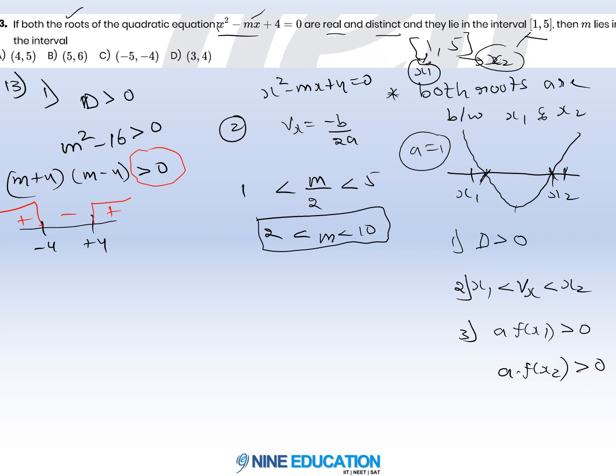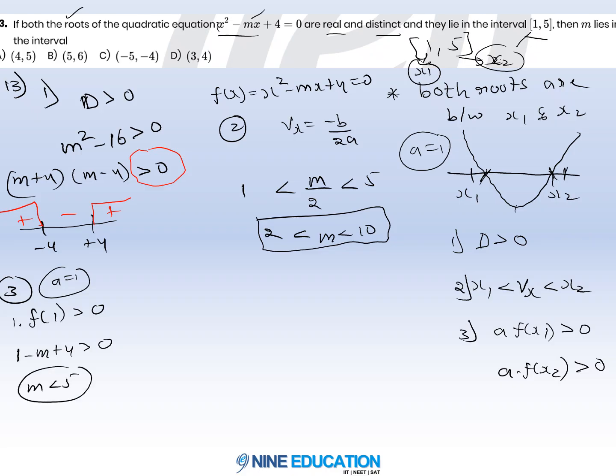Let's apply the third condition as well. a into f of x1. a is 1 here. So 1 into f of 1 should be greater than 0. Substitute x equals 1 in the given quadratic equation. So we'll get 1 minus m plus 4 should be greater than 0. That means m should be less than 5.